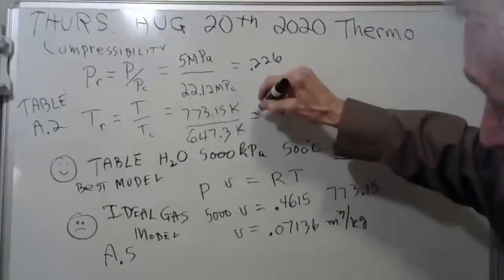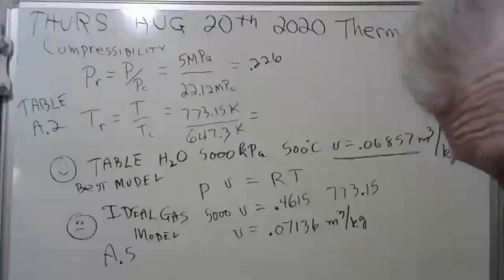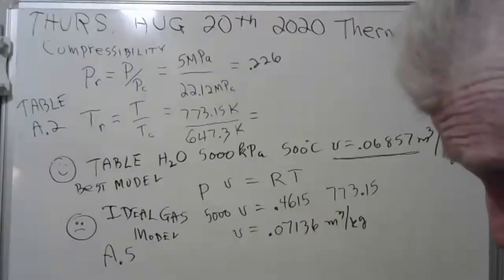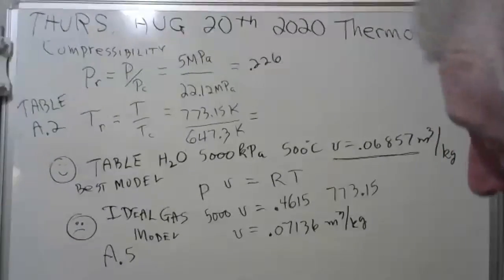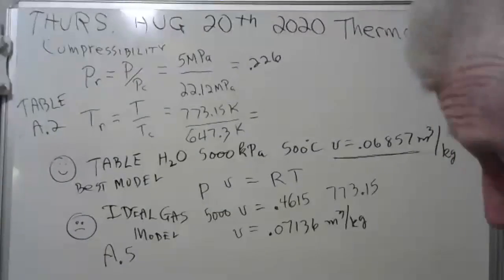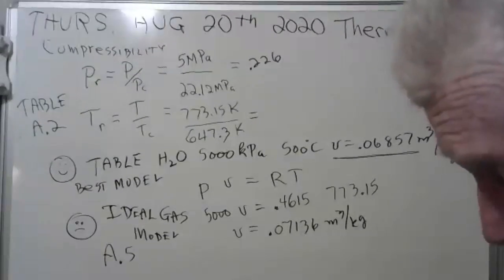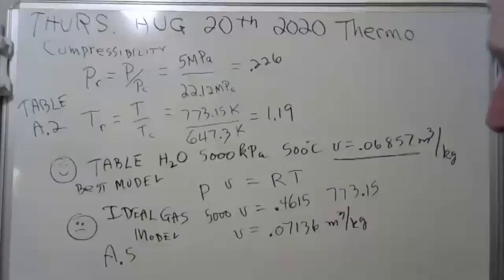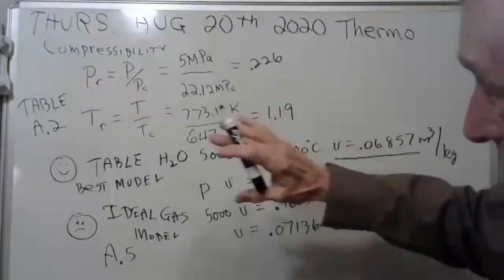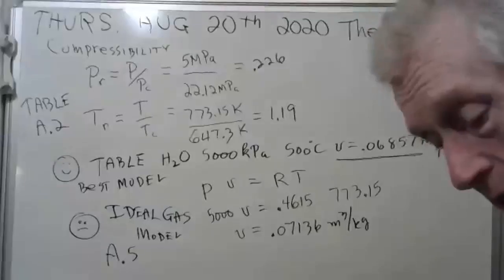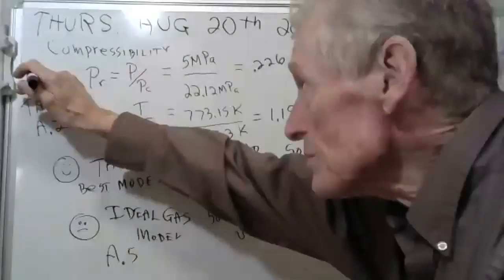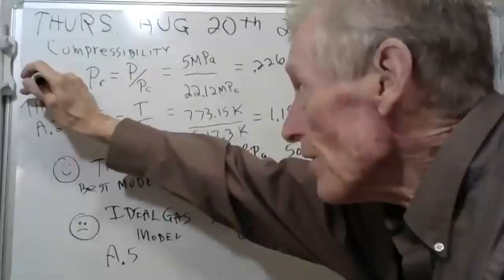And now we're going to do this one. 773.15 divided by 647.3. I'm getting 1.19. There's no units on these. They're just ratios. They have a fancy name. This is called reduced pressure.